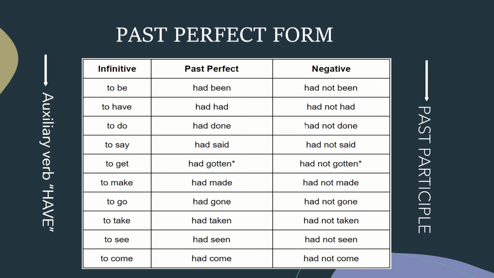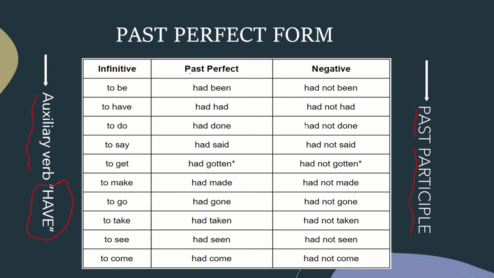In the form, the past perfect is formed by an auxiliary verb, actually this verb, the auxiliary verb have, plus the past participle of the main verb. So what does that mean? Here we have the infinitive of many different verbs: to be, to have, to do, to say, to get, to make, to go, to take, to see, to come.